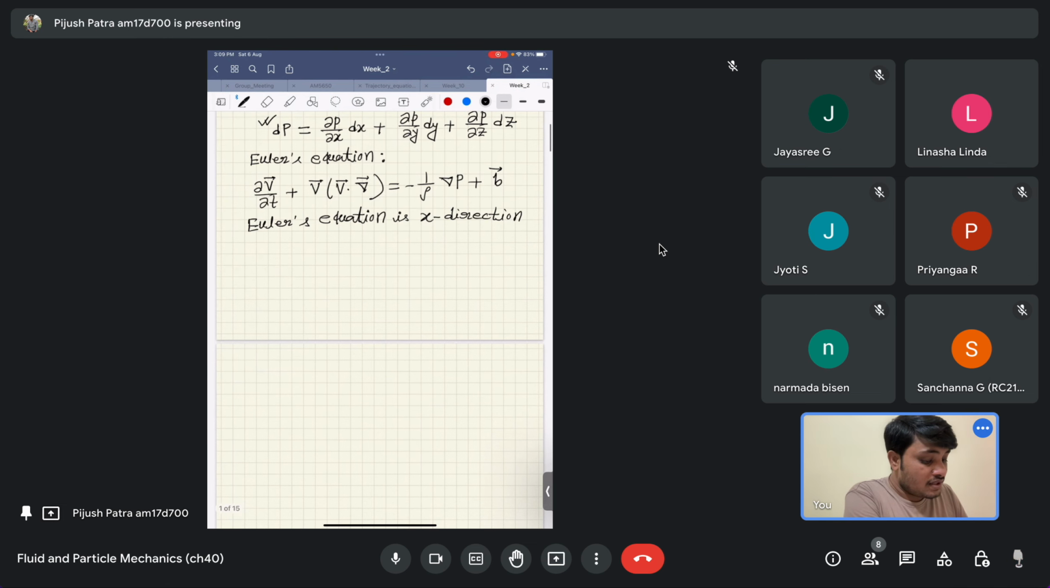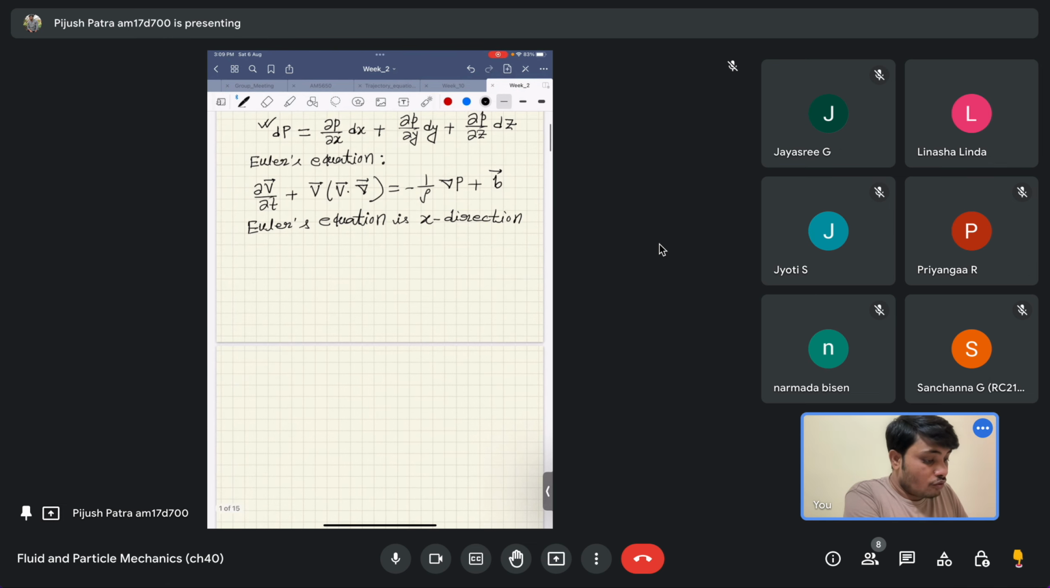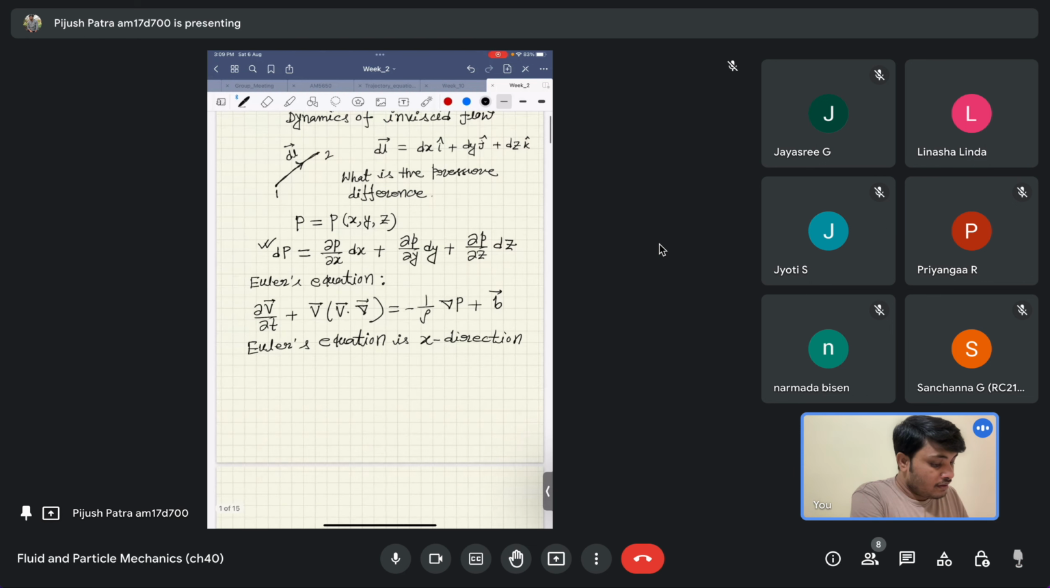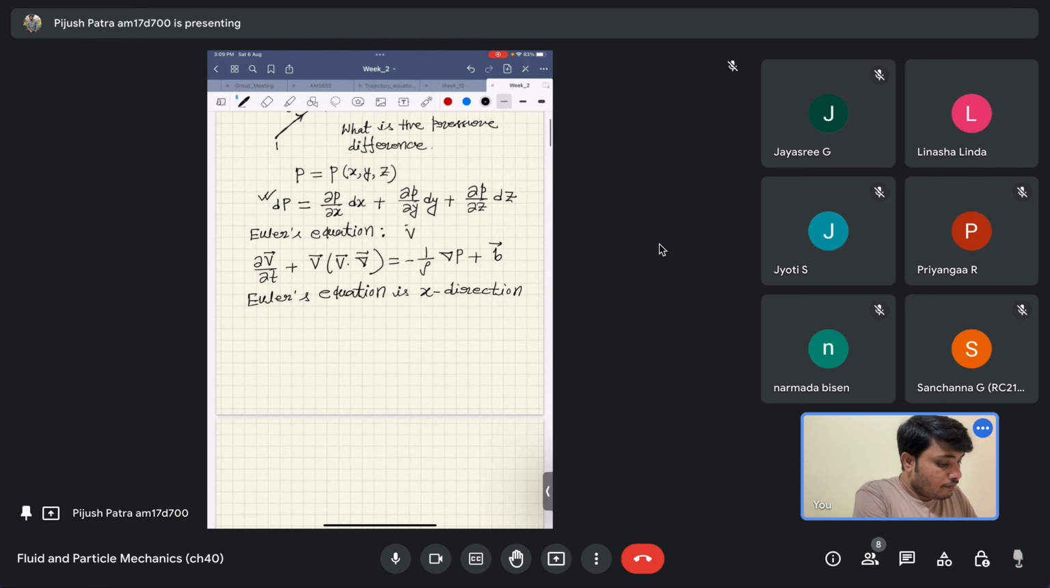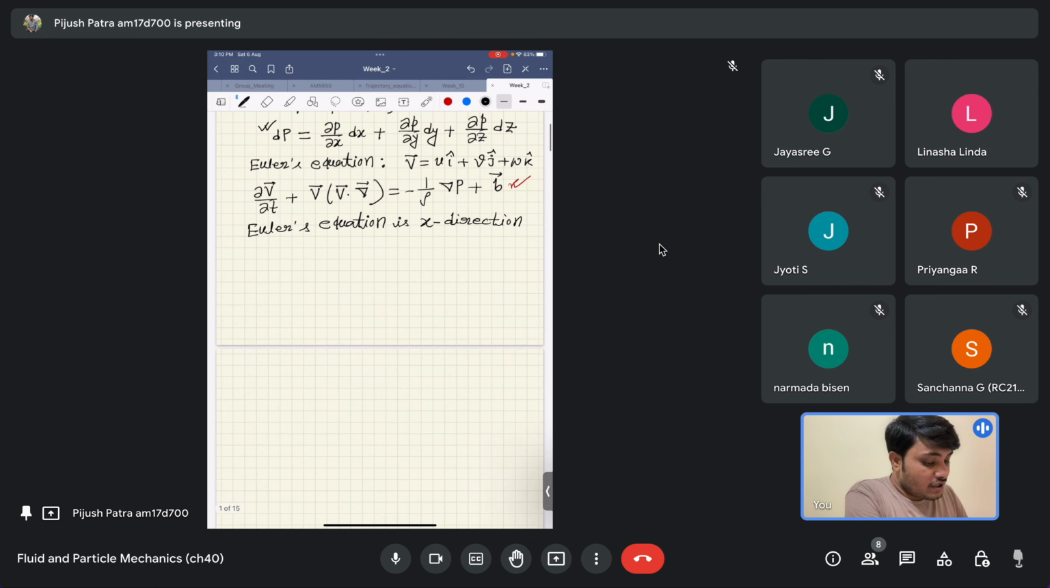So what will be this in the x direction? So V, again here the V is equal to u i cap plus small v j cap plus w k cap. Okay, that we need to remember, and this is the Euler's equation, this one. So then what will be the equation in the x direction?